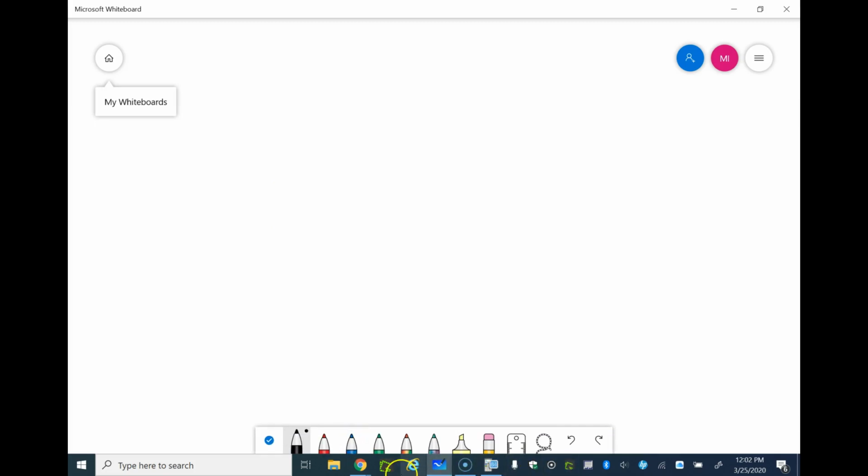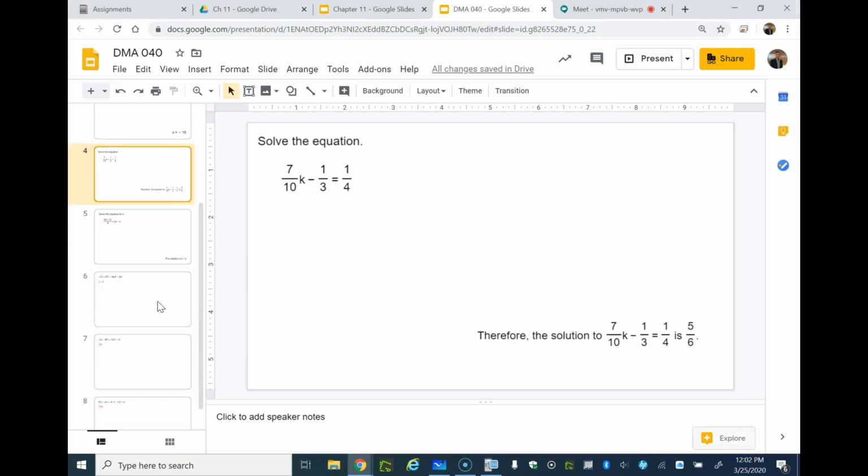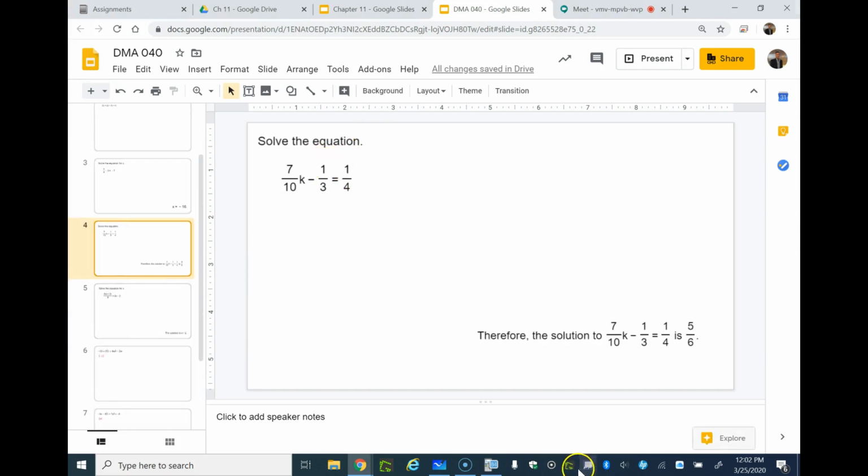So let's do one that has a little more beef to it. Well, y'all probably don't like fractions, so I guess I have to do that one.